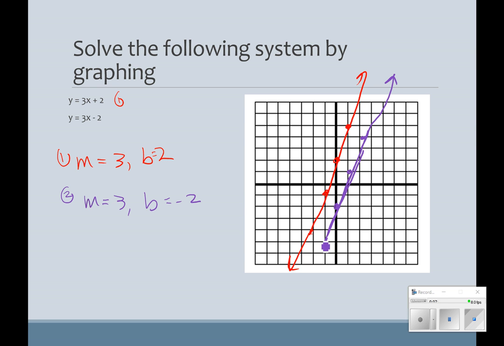What you are going to notice is that these lines are parallel, so they appear never to intersect. They're parallel. That's going to make sense because when we talked about writing equations, we said that parallel lines have the same slope, and these have that same slope. So we say that this is no solution. Those are parallel lines. They're never going to intersect, so it's no solution.